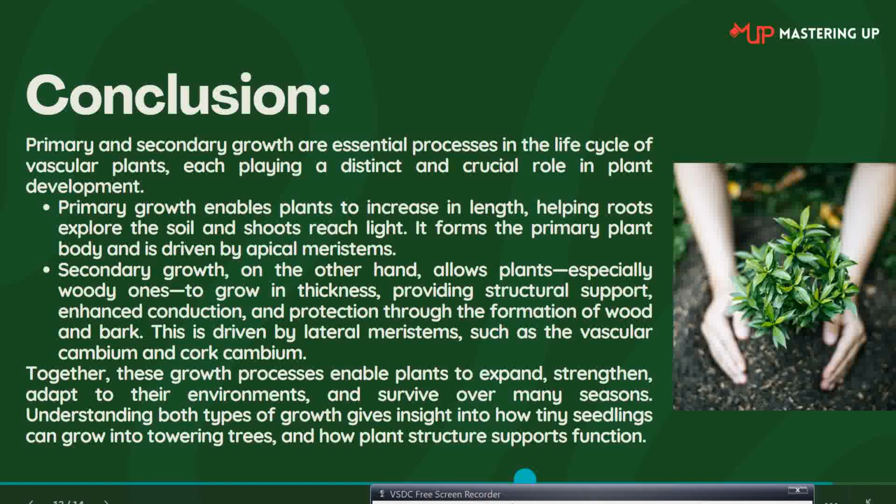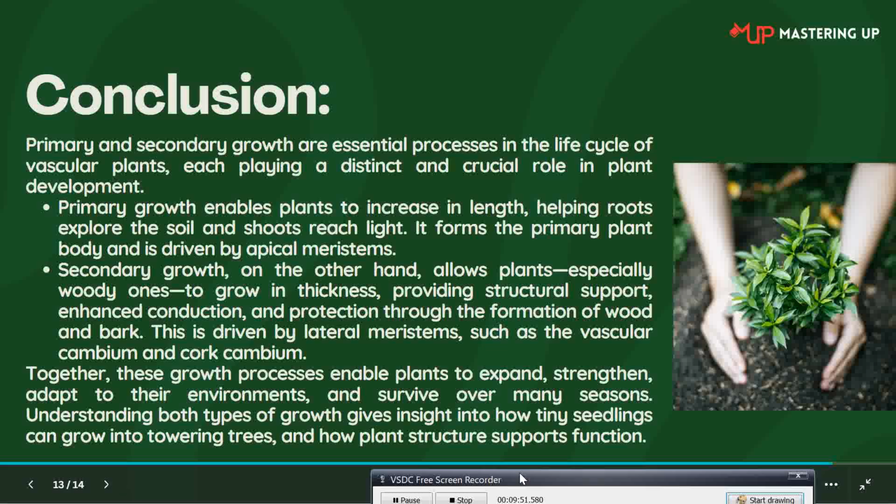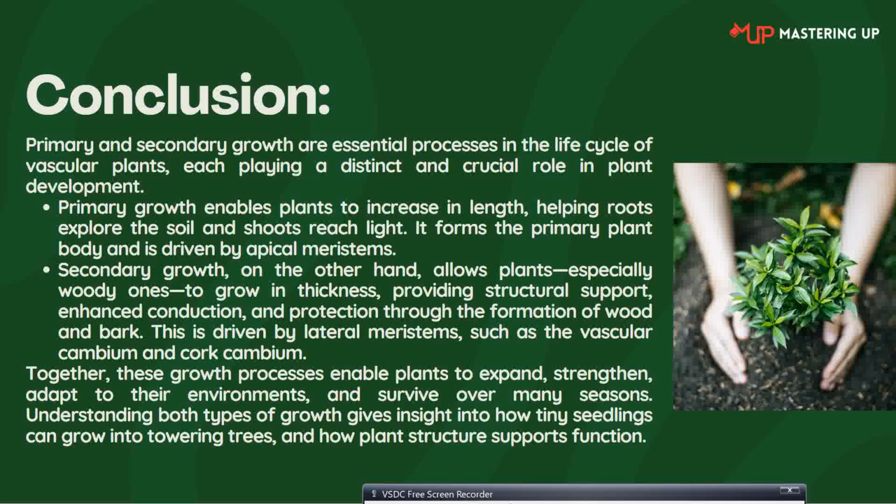Primary growth enables plants to increase in length, helping roots explore the soil and shoots reach light. It forms the primary plant body and is driven by apical meristems. Secondary growth, on the other hand, allows plants, especially woody ones, to grow in thickness, providing structural support, enhanced conduction and protection through the formation of wood and bark. This is driven by the lateral meristems such as vascular cambium and cork cambium.